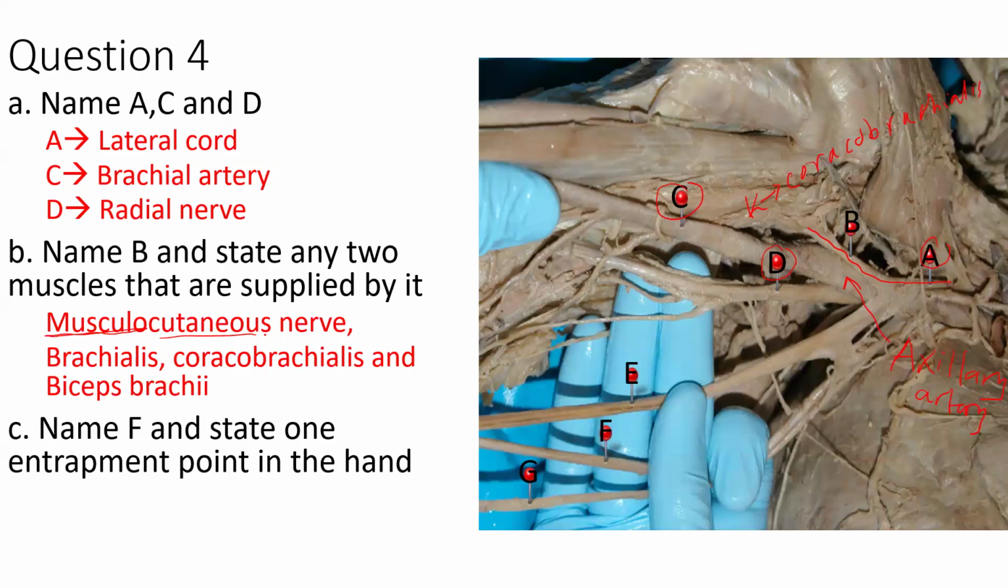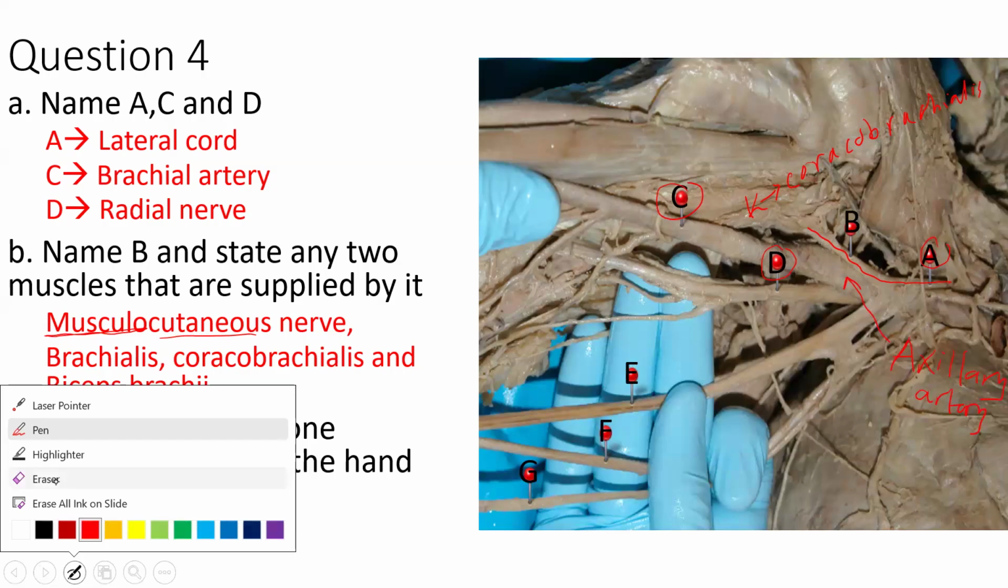We've been asked to name F and state one entrapment point in the hand. The way I identify these nerves, I use the M. I know you are wondering what the M is. Let me show you the M.